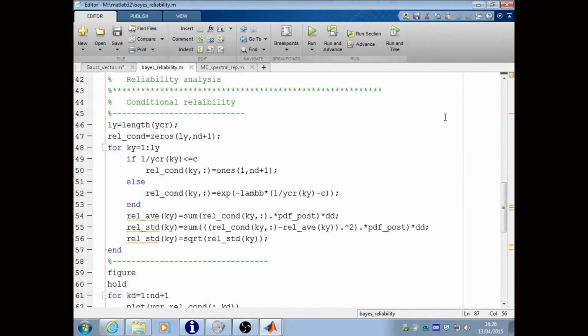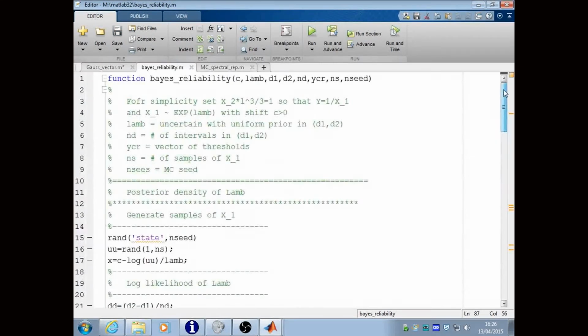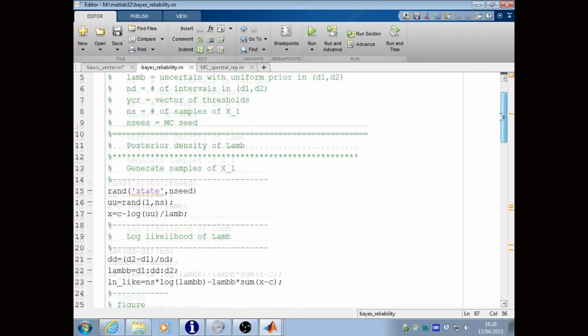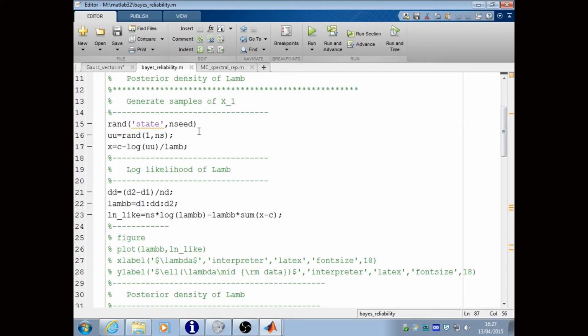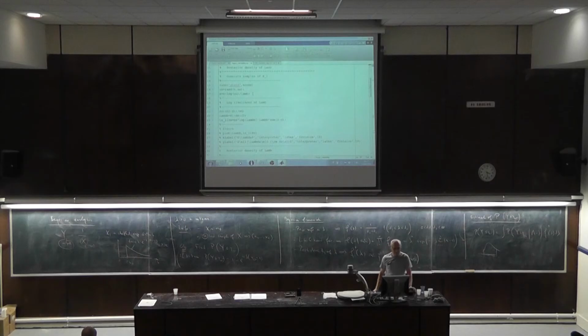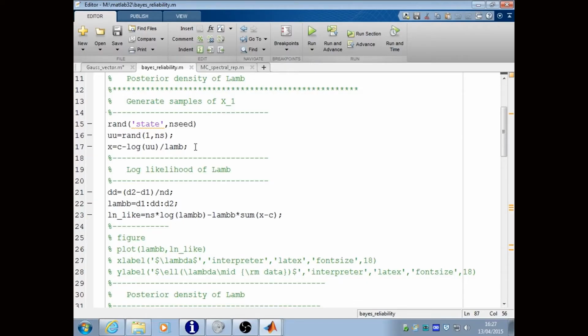So, Bayesian reliability. Let me go quickly through this analysis. X1 here is our X. The first part, from here up to here, is to generate samples. Instead of going to the laboratory, I went to MATLAB and generated samples. So this is our data set.